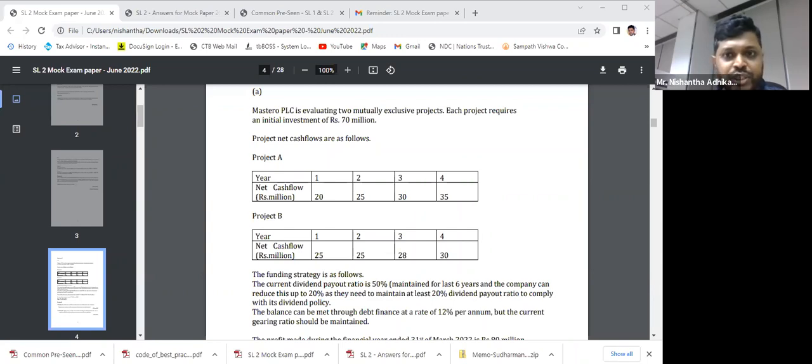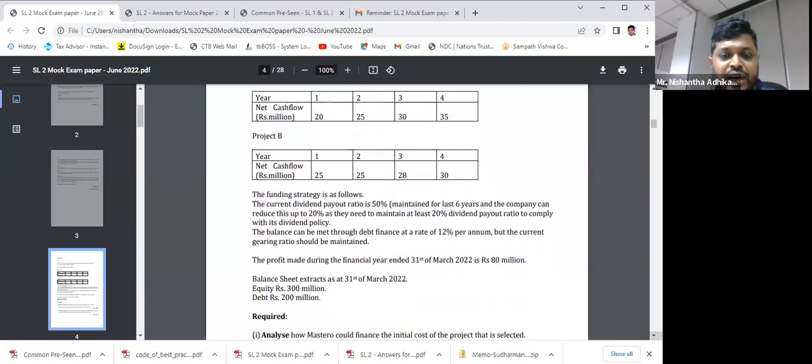Okay, we'll come back to the question. Project A, net cash flows given in millions. The funding strategy is as follows. The current dividend payout ratio is 50%. Mark it out. The current dividend payout ratio, they have maintained over 5 years' time, is 50%. And the company can reduce this up to 20%, as they need to maintain at least a 20% dividend payout ratio to comply with their dividend policy. Over the period, they have maintained a 50% dividend payout ratio, and they have an option.